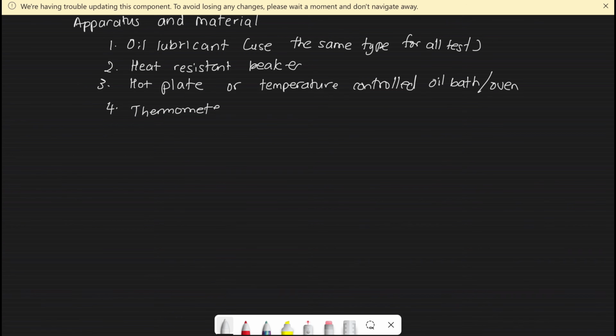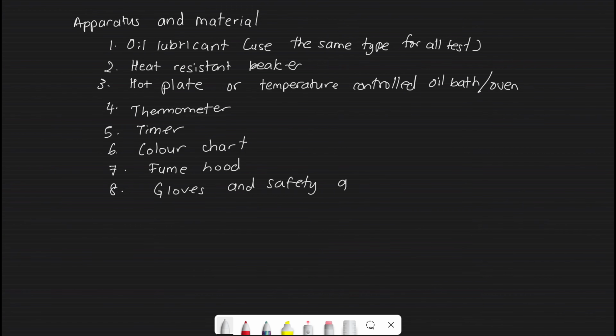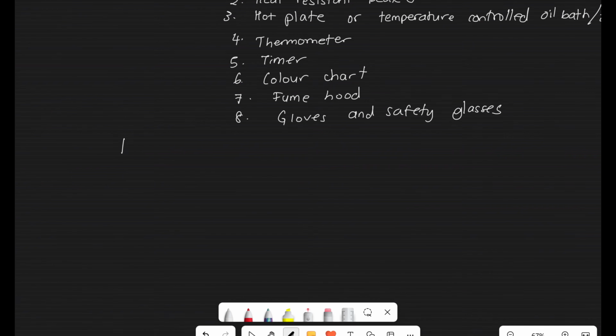Fourth is the thermometer. Fifth is the timer. Six is the color chart. 7 is the fume hood. 8 is the gloves and also safety glasses. Okay, now let's write the procedure.